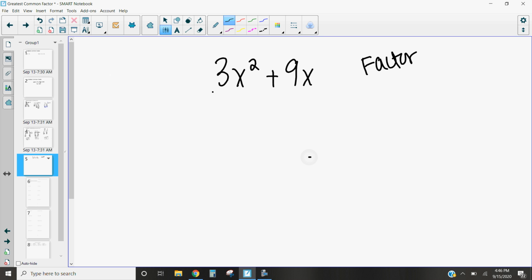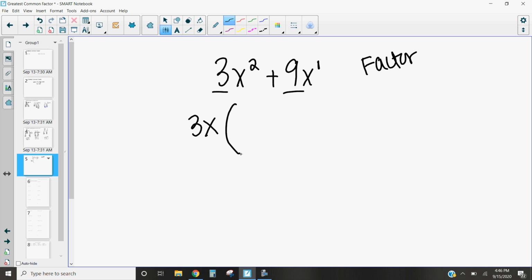So a common number between 3 and 9, well, a common factor that goes into both of those, the greatest common factor is 3, and I have 2 x's here. This is an x to the first, and 1 x there, so that means I know I can pull an x out here. So as I'm factoring this, what happens is I'm going to pull out what's in common, and I need to now write down what's left over.